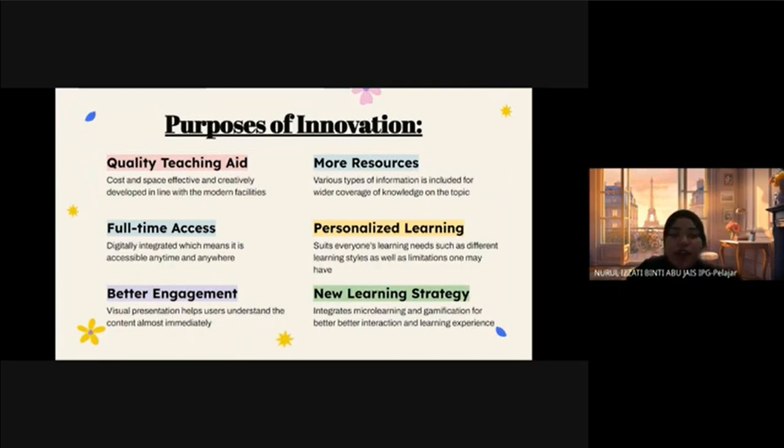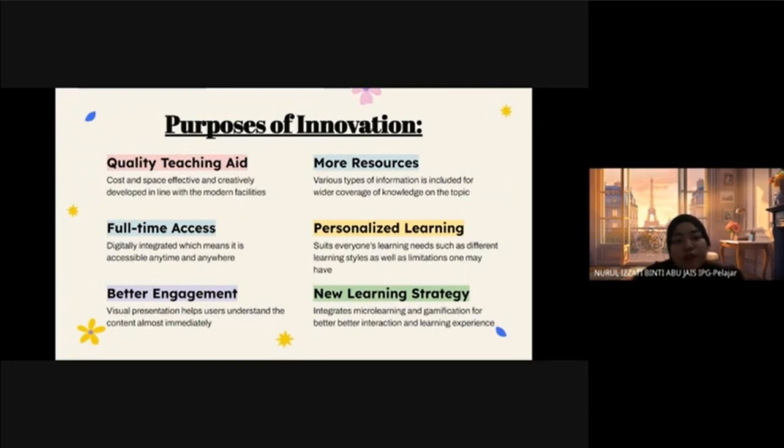And the third one is full-time access. This innovation is digitally integrated, which means it is accessible anytime and anywhere, because it can be accessed online. Number 4 is personalized learning, because it suits everyone's learning needs, such as different learning styles as well as limitations one may have. The fifth one is better engagement for the students, because there are visual presentations which help users understand the content almost immediately.